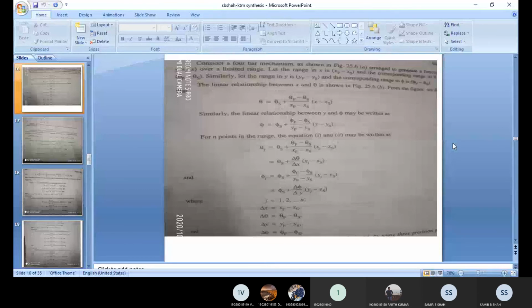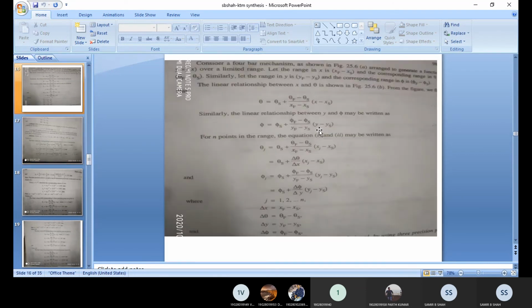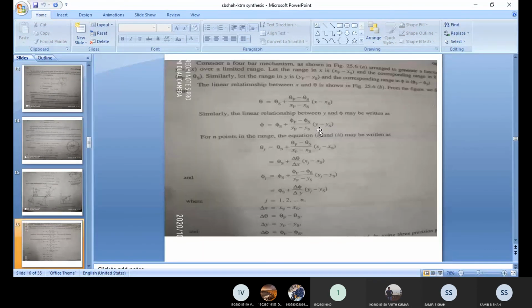Now, theta is considered the input angle and phi the output angle. As we know, f is for the finish point and s for the starting point, and xf and xs are once again for the input, finish and starting point. In the same way yf and ys are the output finish and starting points respectively. These are some basic terms that you have to understand. Now, based on these, we have already defined three equations here: the Chebyshev equation, which is considered for the spacing, and the angular equations for theta and phi.